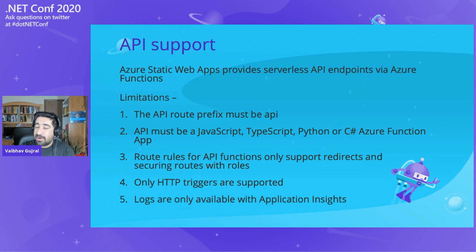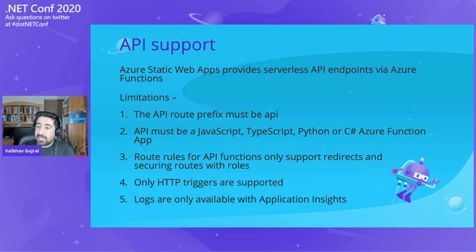To start with, the API route prefix for your endpoints must be api. Secondly, the API must be a JavaScript, TypeScript, C# or Python Azure function. Next, if you are defining routes for your API functions, it only supports redirects and securing your routes with roles. We'll talk about routing in the next slide.